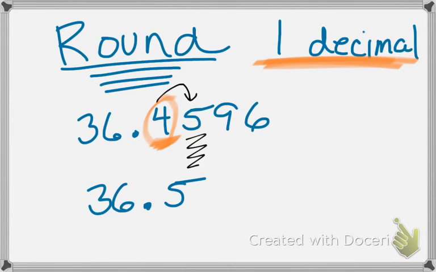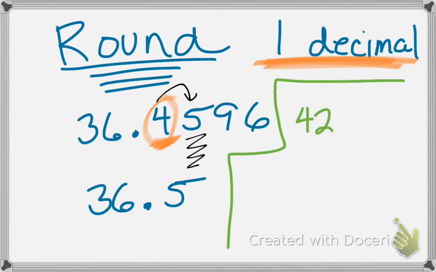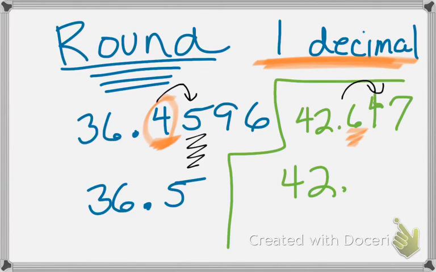Let's say I'm going to change my ink color here so it doesn't get too confusing. So maybe we have 42.647. If we're rounding to 1 decimal place, again, we're rounding the 6. But if I look at the number next to it, it's smaller than 5. So that means that you're not going to round the 6 up. It's going to stay the same.